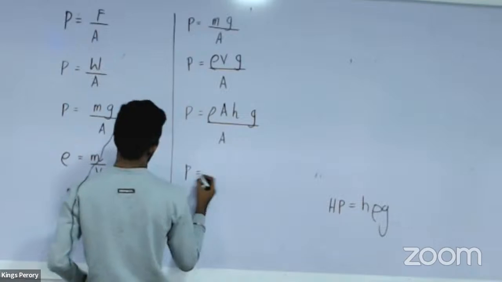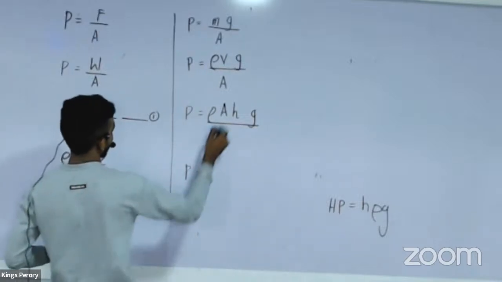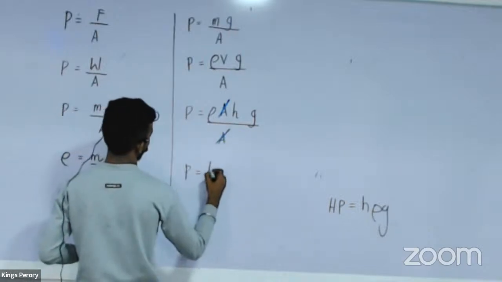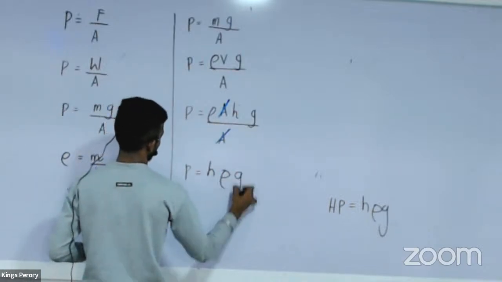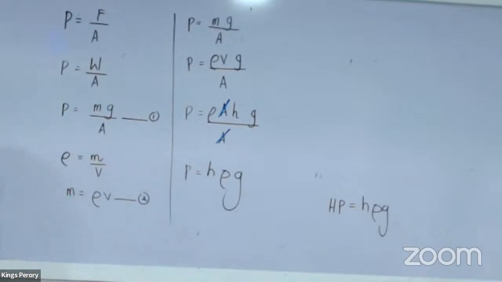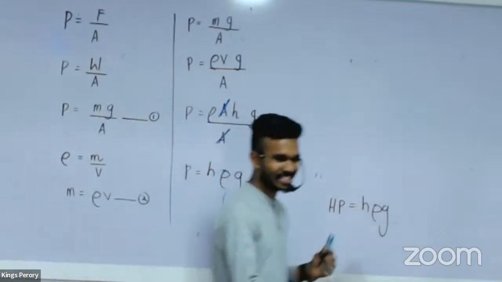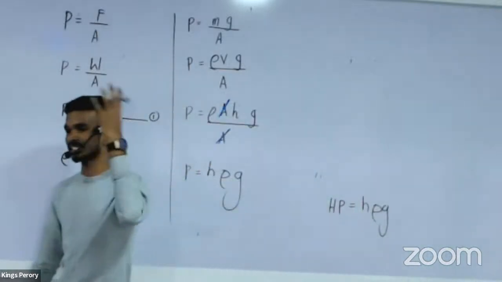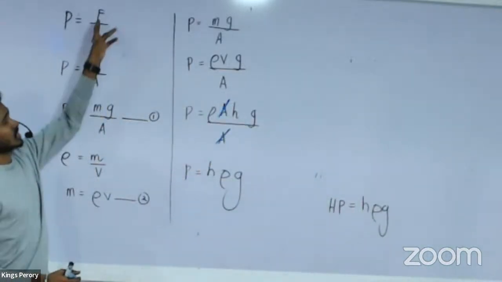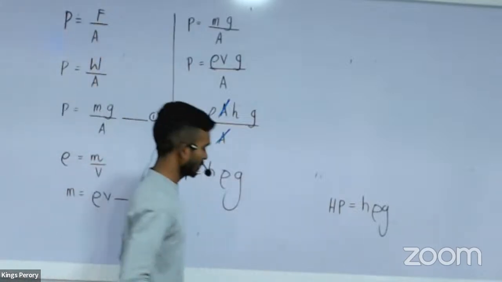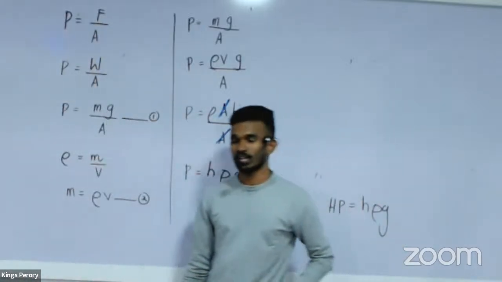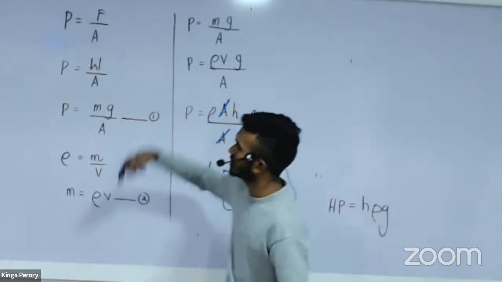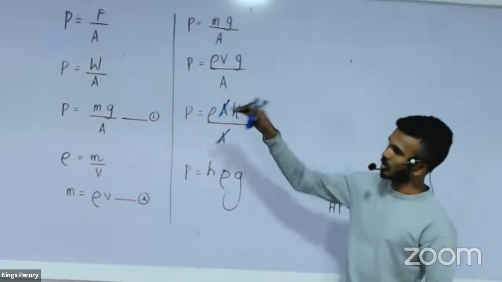Now what? Area in the numerator and area in the denominator cancel out. Pressure is equal to H rho G. Both are the same. Okay. So both equations are the same. No need to understand it. But just remember both are telling the same thing. This pressure tells us the pressure in the normal environment. This pressure tells us the pressure in the fluid. Both are a squeezing feeling. Okay. No need to understand this one. Just know that both are the same.